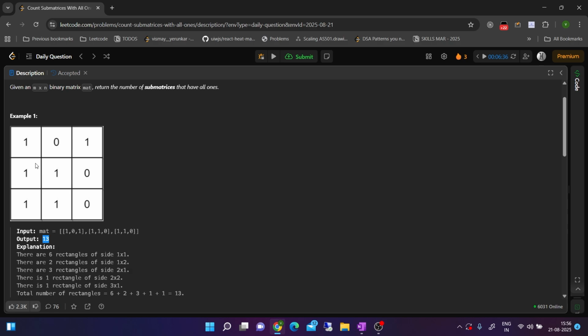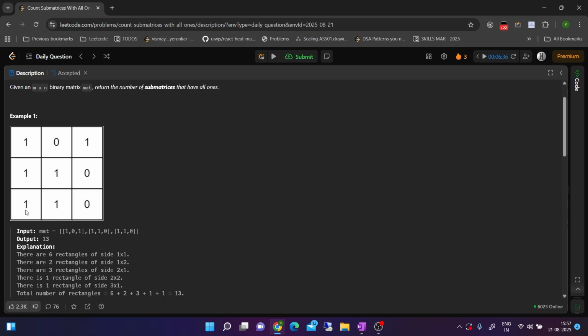So let's count the submatrices with all ones. Here it is mentioned that there are 6 rectangles of size 1 by 1, which are 1, 2, 3, 4, 5 and 6. Then there are 2 rectangles of size 1 by 2, which are this and this. And then we have 3 rectangles of size 2 by 1, which are this and this part. Then we have 1 rectangle of size 2 by 2, which is this square. And then we have the last rectangle of size 3 by 1, which is this column.